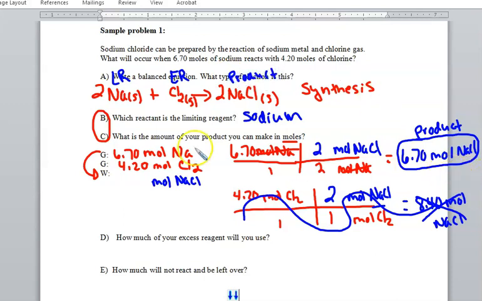Okay. So this next question says, what's the amount of product you can make in moles? Well, I've already marked through the 8.40, so I can't make that. That can't happen, so I'm not going to write that down as my answer. I've actually got it circled right there, but I'll write it here. So I can make 6.7 moles of sodium chloride. That's how much product can get made. So this is the answer to C, and sodium is the answer to B. On to D and E.